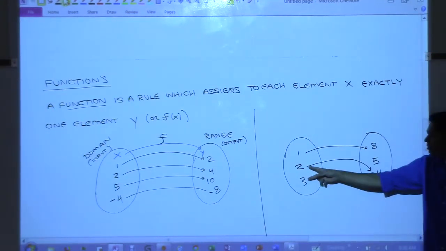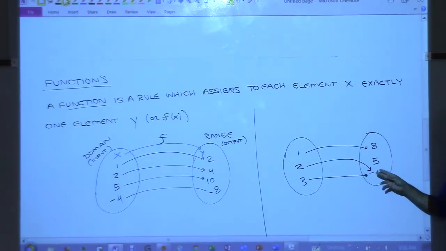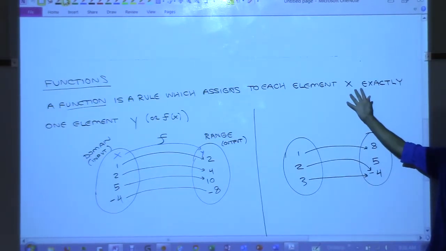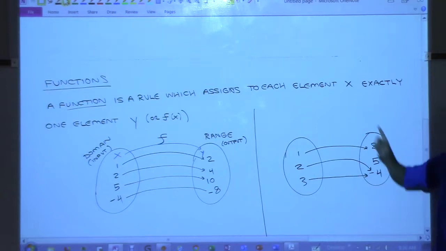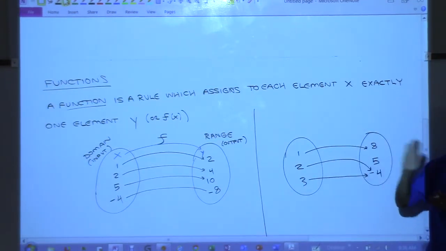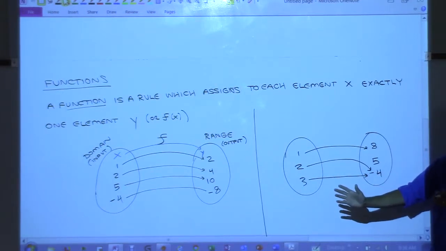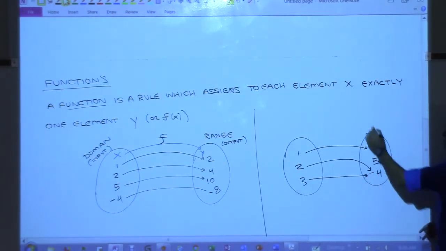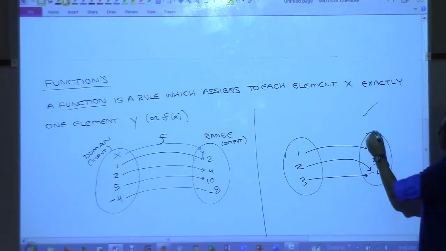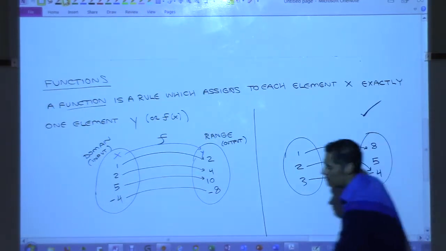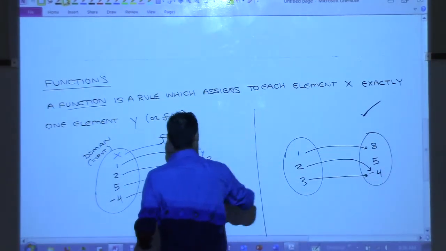The fact that 2 and 3 go to the same place doesn't violate the definition. It doesn't say it can't go to the same number. It just says it has to go to one place, right? One place and one place only. Does that make sense? So this is still a function. All right, let me give you another example.